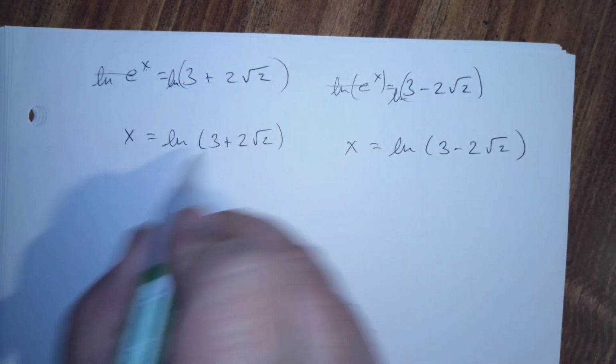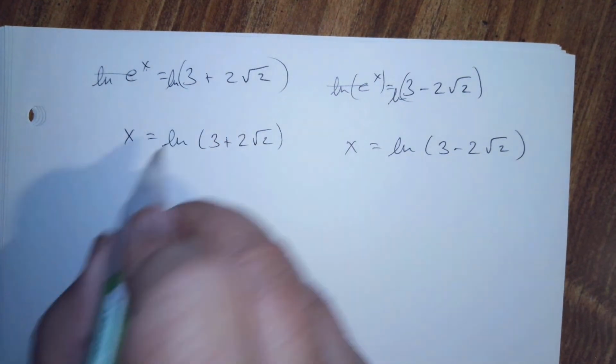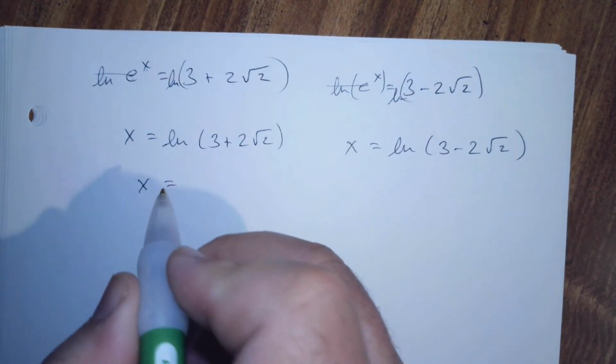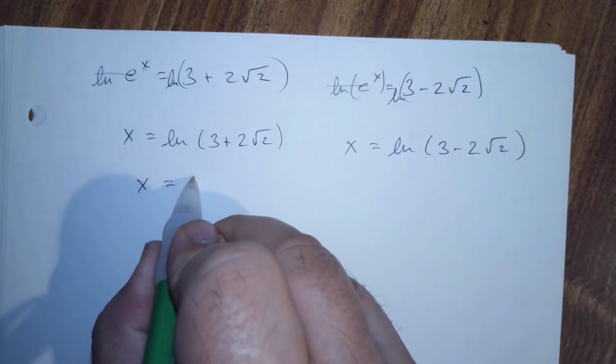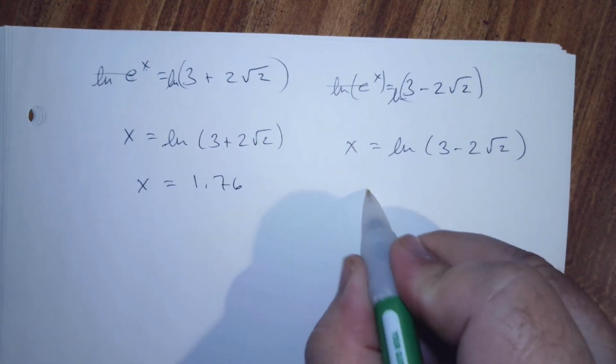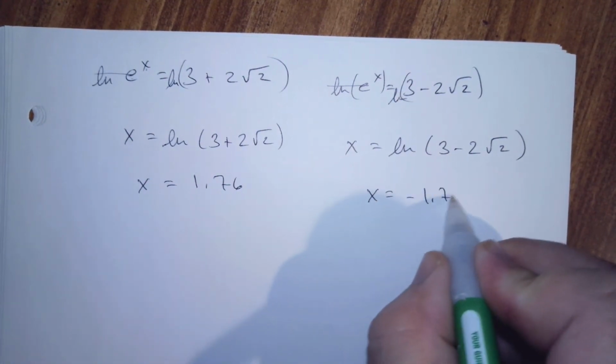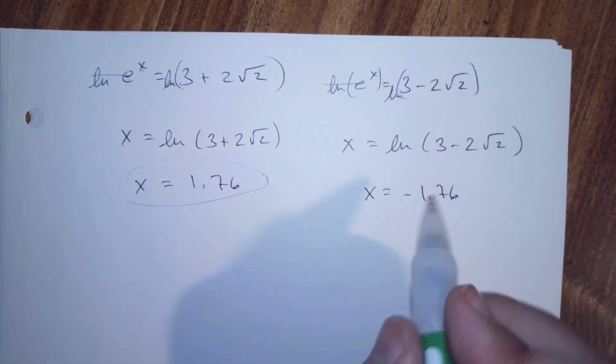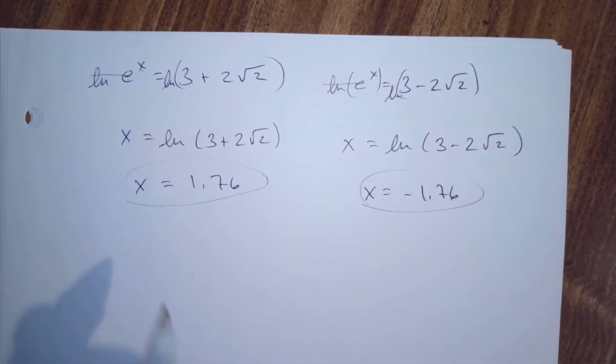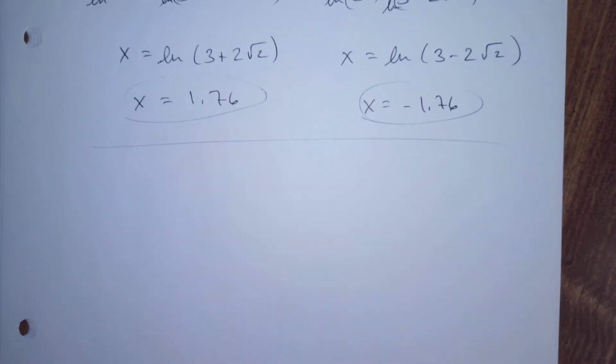You type those in the calculators. If you can find this first, take the ln of it. What you're going to get are 1.76 and then negative 1.76, because it's a quadratic equation. Apparently this one is centered at 0.